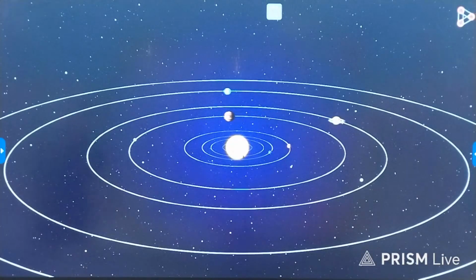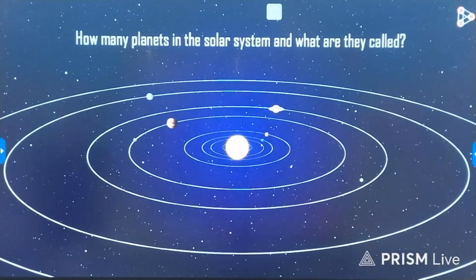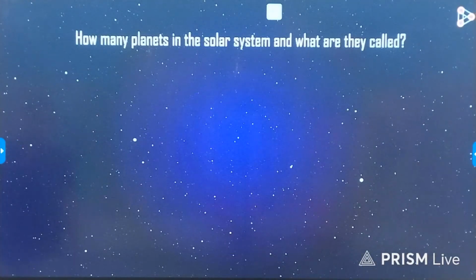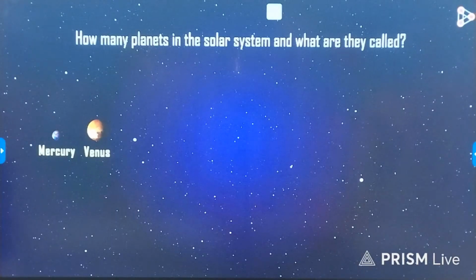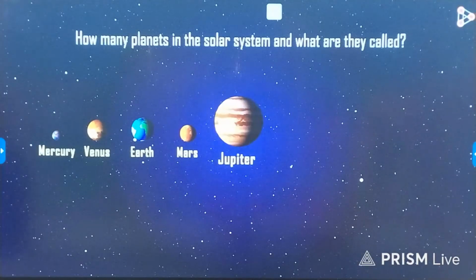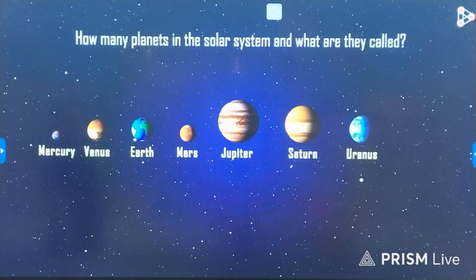choose from other celestial bodies. How many planets are there in the solar system and what are they called? There are officially 8 planets in the solar system: Mercury, Venus, Earth, Mars, Jupiter, Saturn, Uranus, and Neptune.